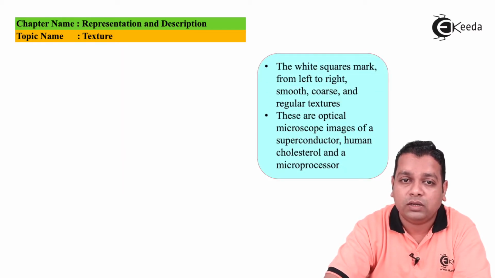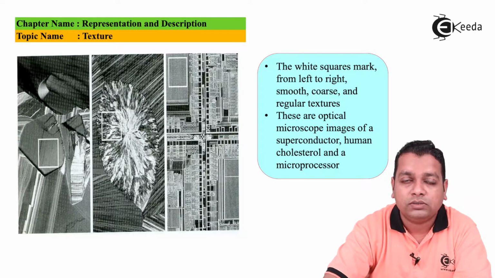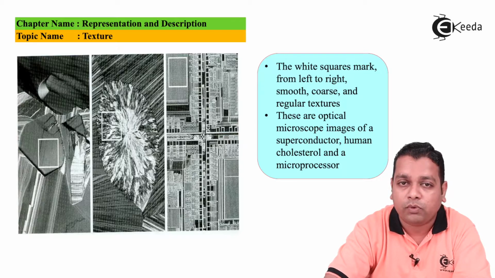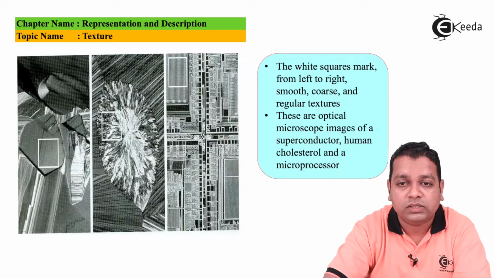So let us visualize one figure that shows some examples. Here we have three examples, the white square marks from left to right, figures A, B and C. First we have smoothness in figure A, coarseness in figure B and regular texture in figure C that has some kind of periodic nature. These are optical microscope images of, first, for figure A, a superconductor. For the second we have human cholesterol that has been scanned, and lastly figure C is a scan of a microprocessor.